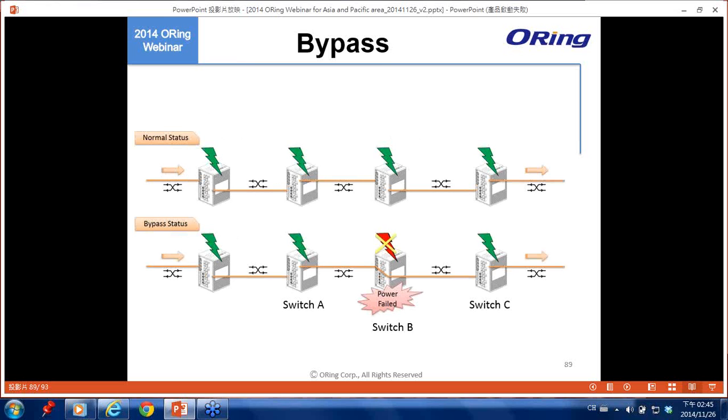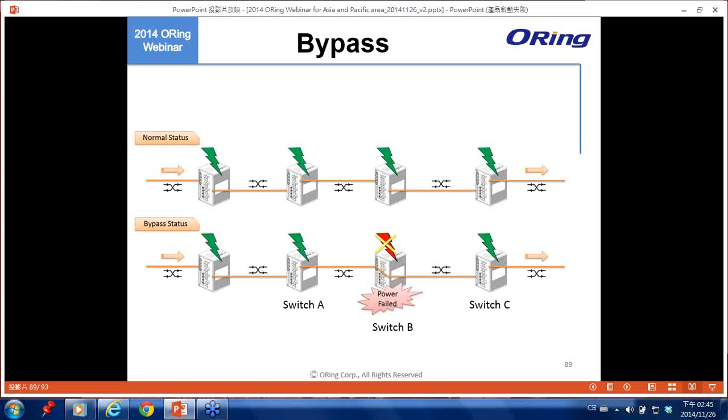You can see there is a huge network and switches connected one by one. So if one of those switches is down or something is wrong, the whole network will be broken and not working. But if switch B supports the bypass feature, it can still transmit packets. You can imagine that switch B does not exist and switch A is connected to switch C directly.